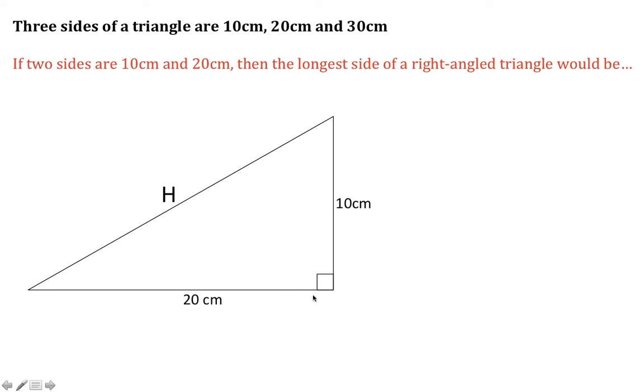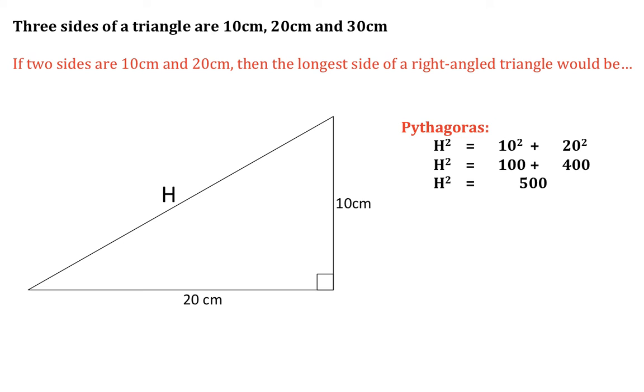So if it's a right-angled triangle and you had 10 and 20 as the shorter sides, then we can work out what we expect the hypotenuse, or the longest side, to be. So h squared equals 10 squared plus 20 squared, which is 100 plus 400. So h squared equals 500. So the longest side would be the square root of 500, which is about 22.36. So if it's a right-angled triangle, then the hypotenuse, the longest side, would have to be 22.36 centimeters.